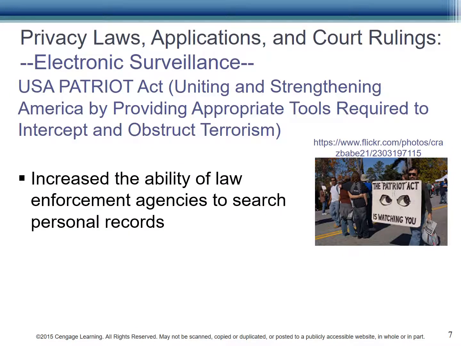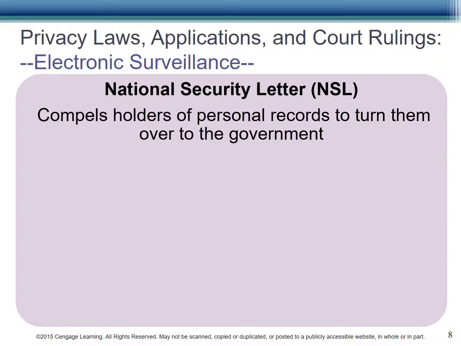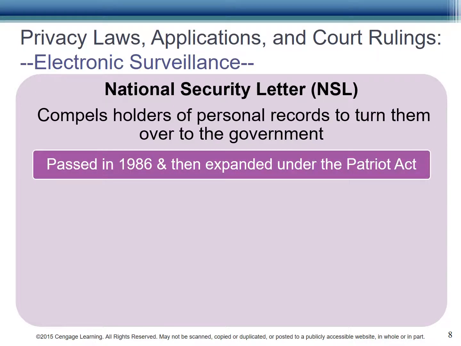The Patriot Act expanded upon the government's ability to request for access to personal records stored on organizational computers. While many have challenged the constitutionality of national security letters, or NSLs, the gag provision is perhaps the most oft-criticized portion of the law. A national security letter compels the holders of personal records to turn them over to the government immediately upon request. Laws granting the FBI authority to issue NSLs were passed in 1986 and then expanded in 2001 under the Patriot Act.